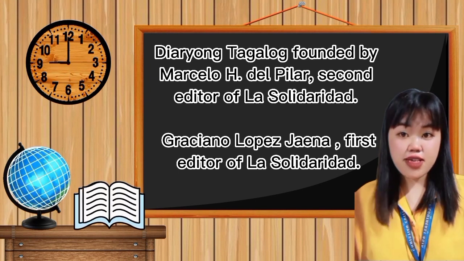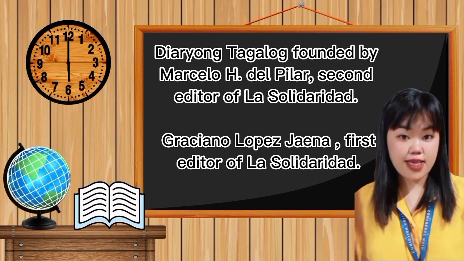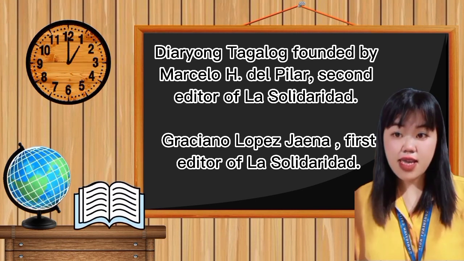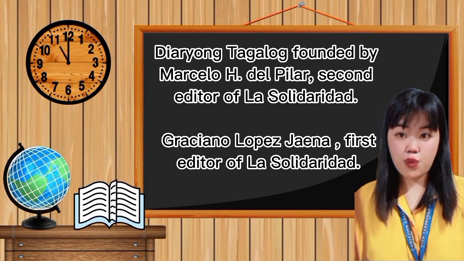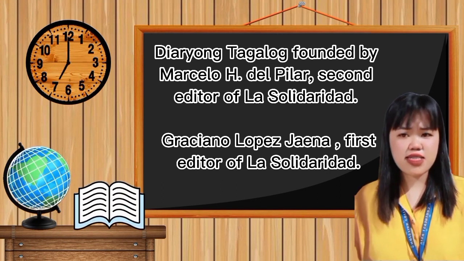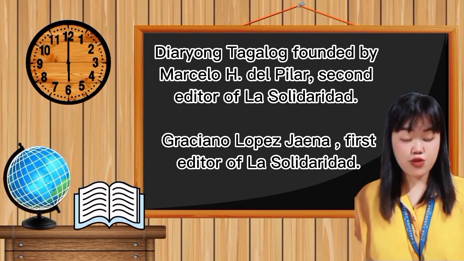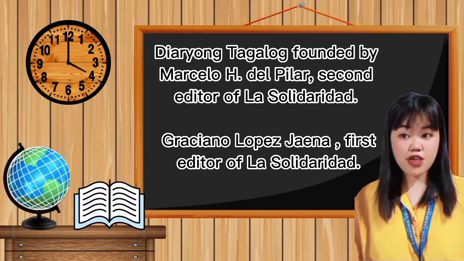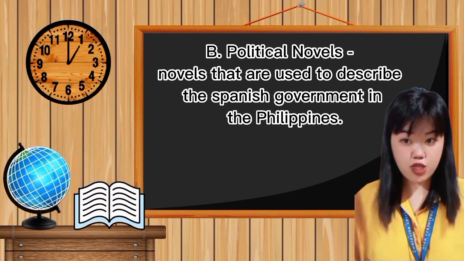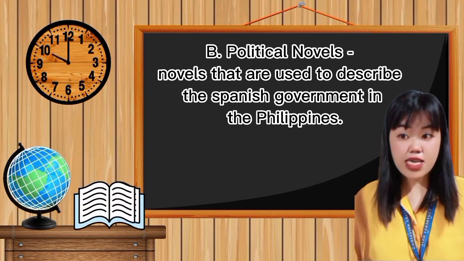La Solidaridad, with Graciano Lopez Jaena as editor. Graciano Lopez Jaena was born on December 18, 1856 in Iloilo. He was the first editor of La Solidaridad. He was regarded as the orator because of his good talks. Under this are political novels. These are novels which are used to describe the Spanish government in the Philippines.